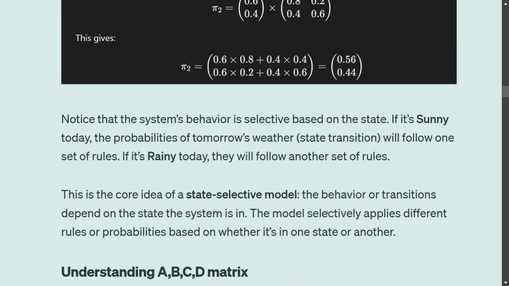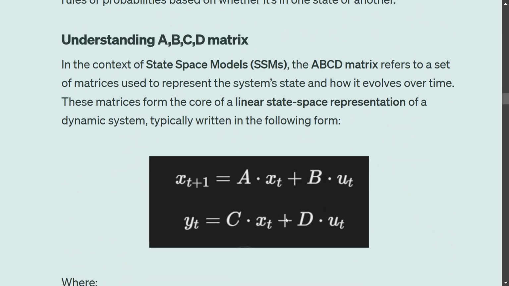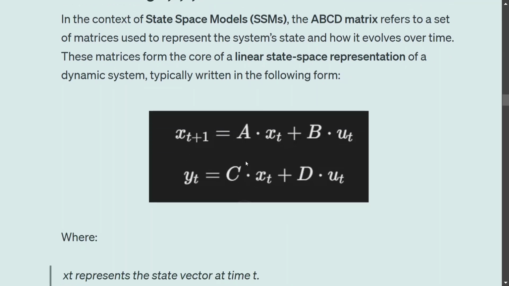You have transitions, you have states, you have a next state coming in. So this is how a state selective system works out. Now there are a few major matrices used in a state selective model, that is A, B, C, D. If you have read about attention, there we have K, Q, V matrices, right? Here we have A, B, C, D matrices. So let's try to understand, very quickly, what ABCD stand for.